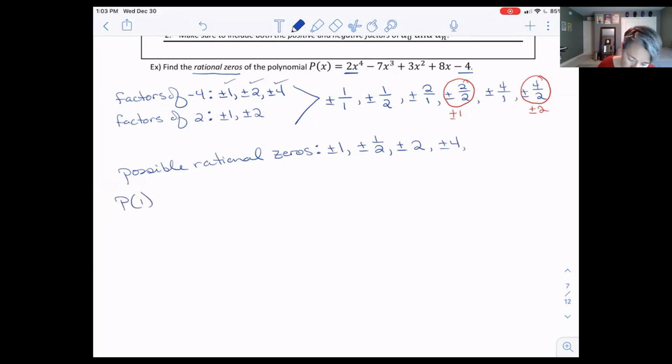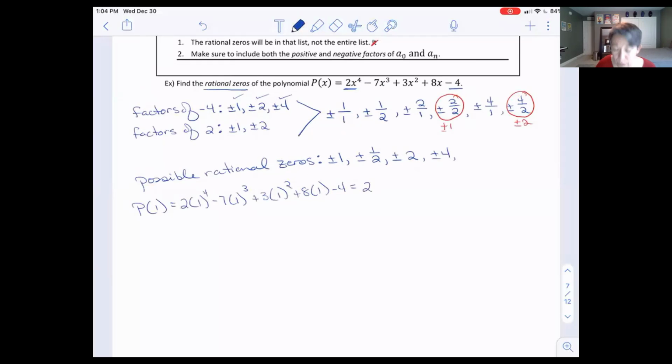So let's plug in P of 1. We get 2 times 1 to the 4th minus 7 times 1 cubed plus 3 times 1 squared plus 8 times 1 minus 4. If we combine all of that, we actually get the number 2. So that tells us that this is not a 0.